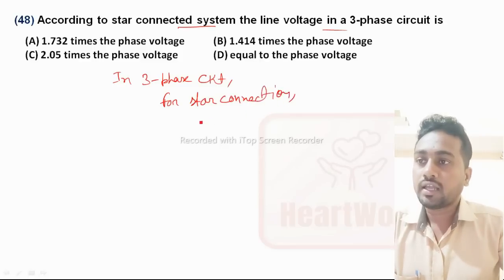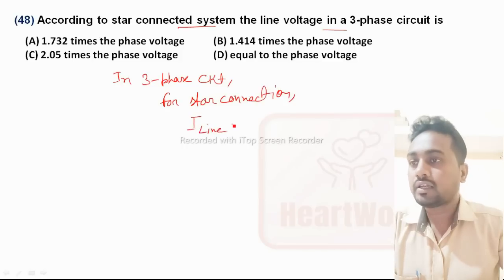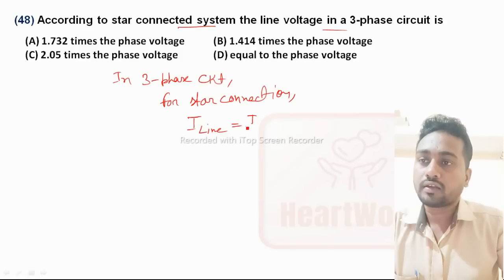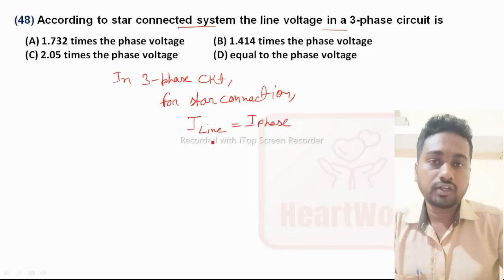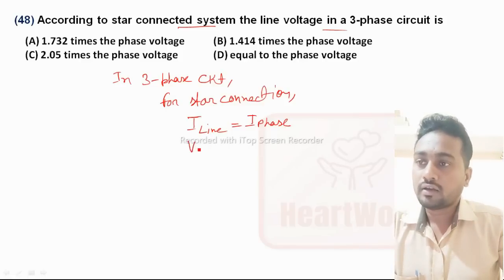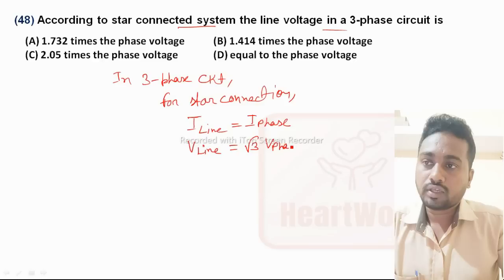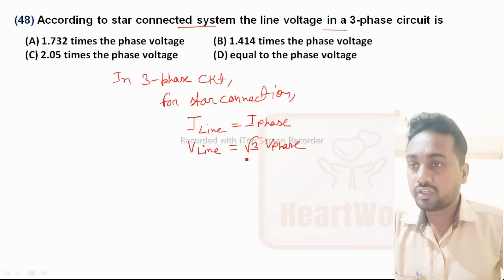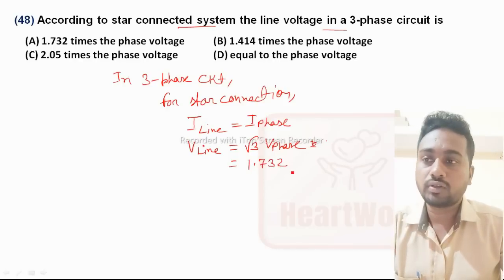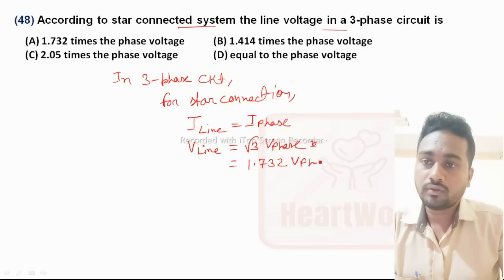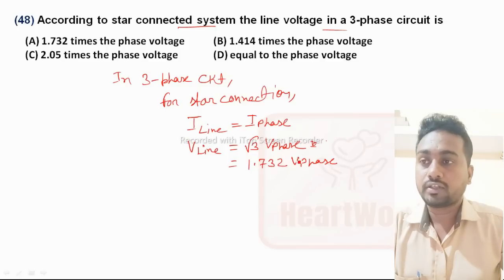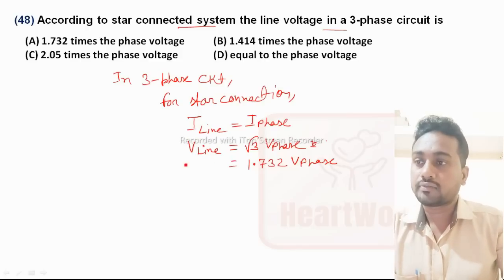In star connection, line current is equal to phase current. Always remember this: in star connection, line current is equal to phase current, and line voltage is equal to √3 of phase voltage. The value of √3 is 1.732. So line voltage is equal to 1.732 of phase voltage in star connection.